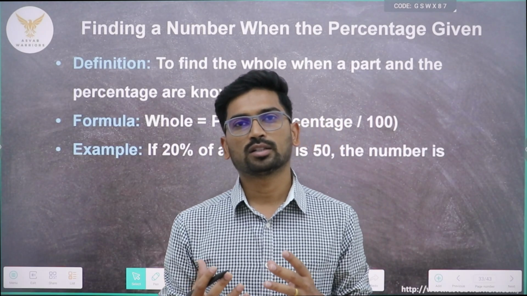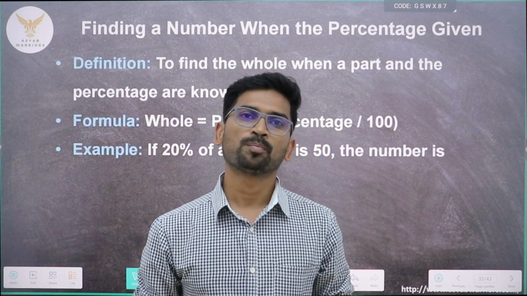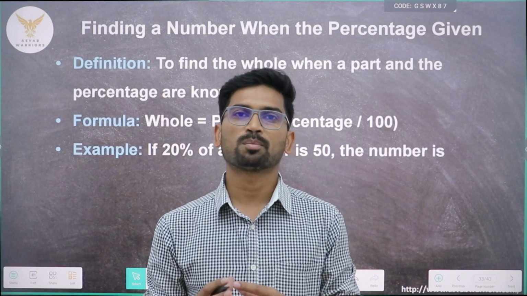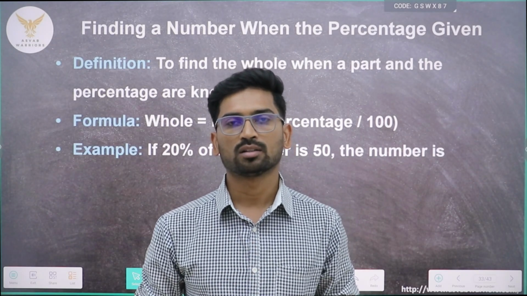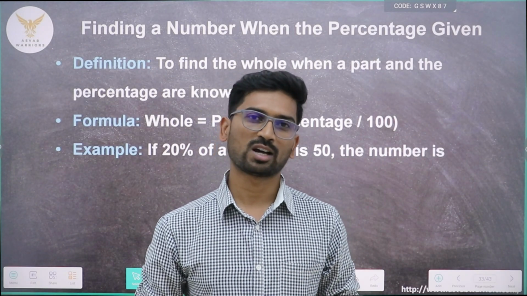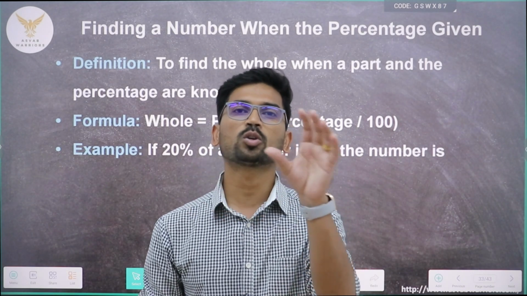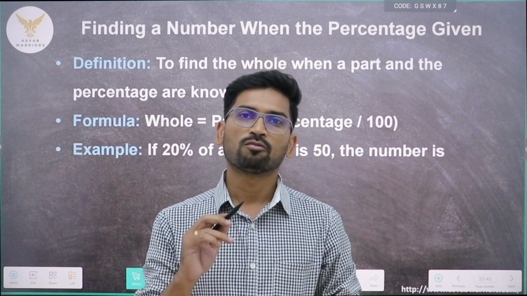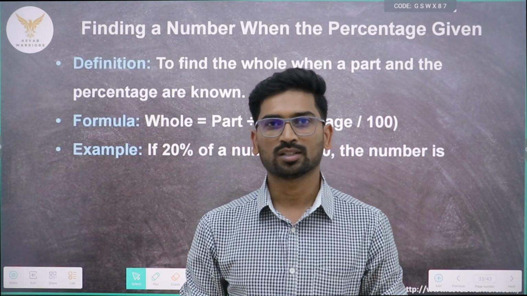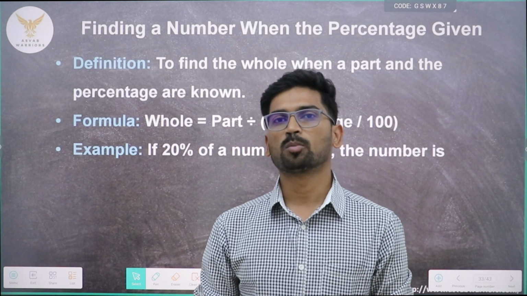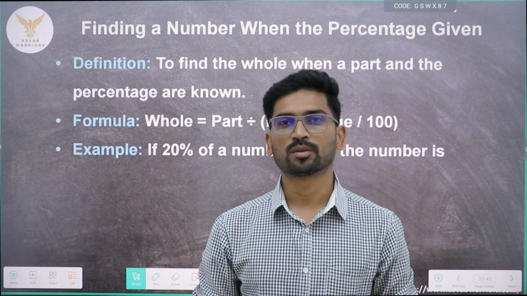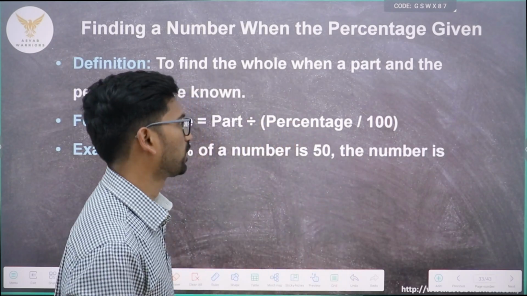Let's say it has been given that the women population in a particular town is 1 lakh, and it is 40% of the total population. You need to calculate the total population of the town. How will you do it? So we have a formula for it.